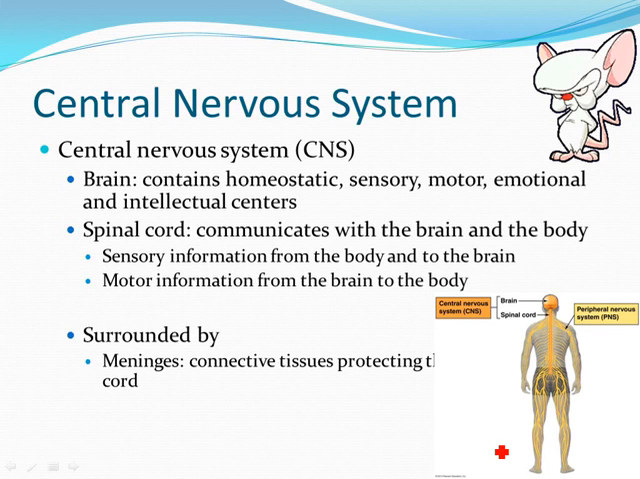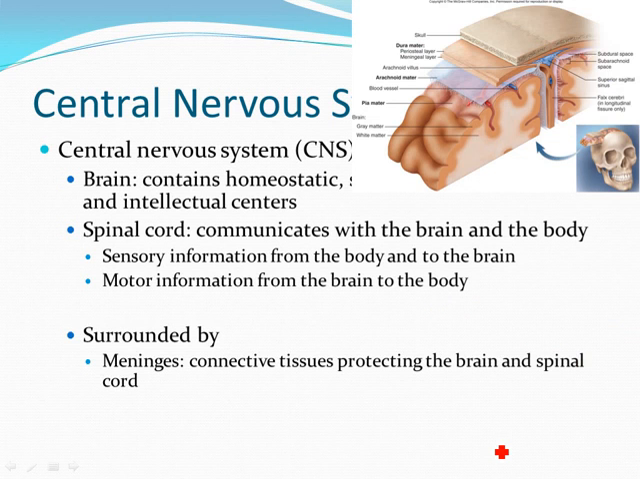Okay, our central nervous system is surrounded by a couple of things. Meninges, these are just connective tissue that help protect our brain and spinal cord, although this picture is blocking it. There we go. And you can see it on this particular diagram here. All this is the meninges. It has different layers to it. Just know that it surrounds the brain and spinal cord and helps protect them.